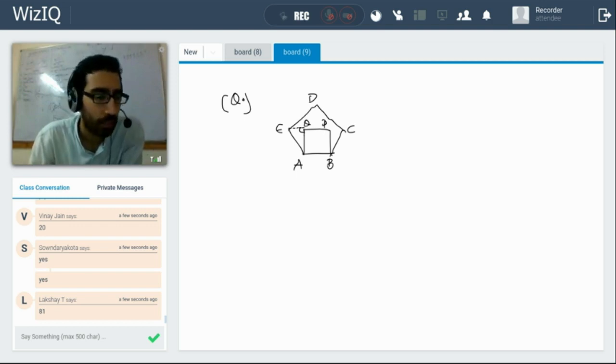Yes, indeed. Lakshay knows the answer. Had I shared the answer key on this? We'll give you guys a couple of minutes to solve.